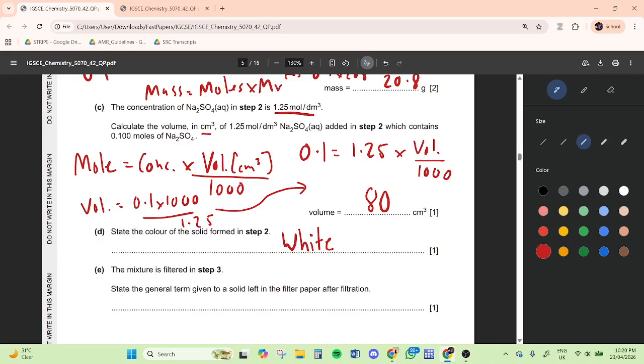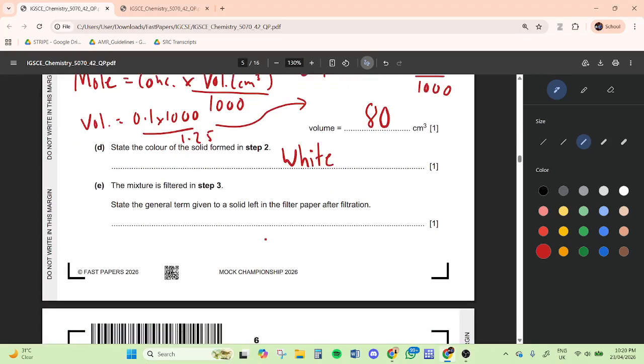All right, the mixture is filtered in step 3. State the general term given to a solid left in the filter paper after filtration. Not much to do here. You either know this one or you don't. So for those of you that don't know, make sure to write this down. This is residue. Whenever you have anything left over in a filter paper after filtration, that is called the residue.